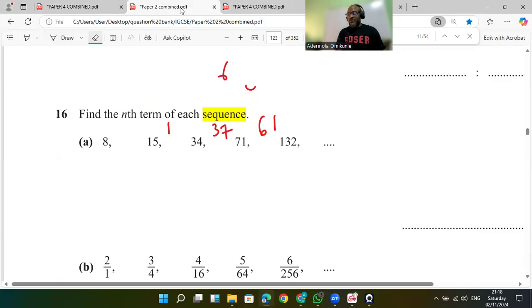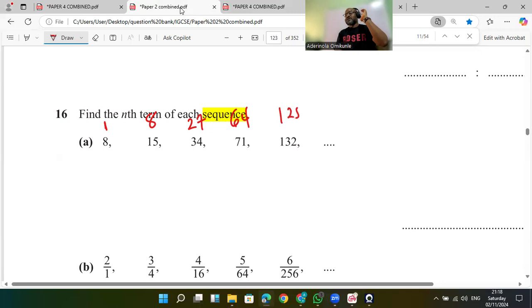Okay, so again, we write the n cube sequence on top of it, not below it. It's very, very important, on top of it. So this is 1, this is 8, this is 27, this is 64, and this is 125. Again, the differences are uniform, 7, 7, 7. So the nth term of the sequence is n cubed plus 7.